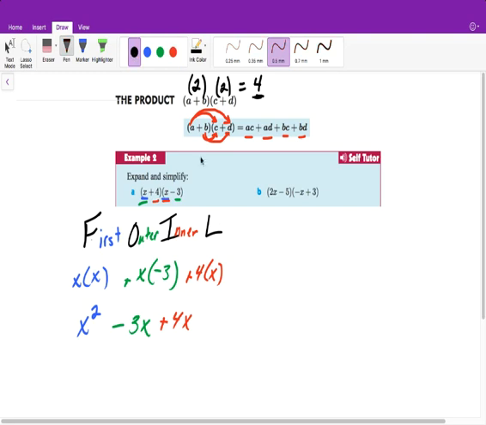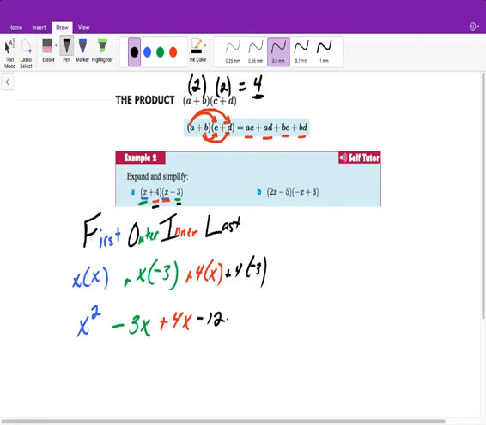And then the L stands for the last. So it means the last two numbers in each of our binomials. So now we're looking at these as two separate binomials again. So it's the last of our first binomial times the last of our second. And that would then be a positive 4 times a negative 3, which is minus 12.